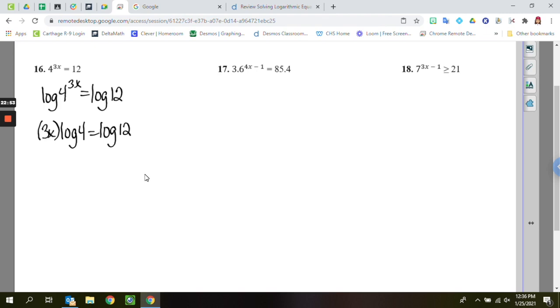Divide what logarithm you have so that we can get at x. And then what you'll end up doing once you find the log of 12 divided by the log of 4, you will divide all of that by 3.